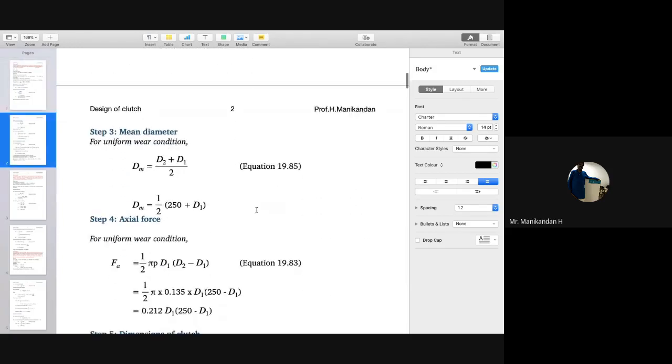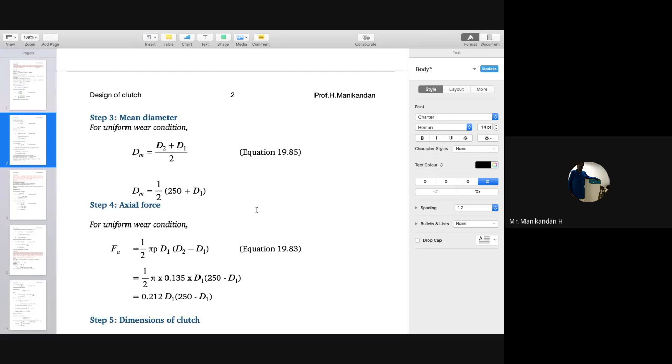Then step 3 is to find the mean diameter. As I told you earlier, we have two conditions: uniform pressure and uniform wear. In this question nothing is specified, and as I told you, if nothing is specified, you follow uniform wear theory. According to uniform wear theory, dm is equal to d1 plus d2 by 2, from equation 19.85. We don't know the d1 value, so we'll keep d1 as it is.